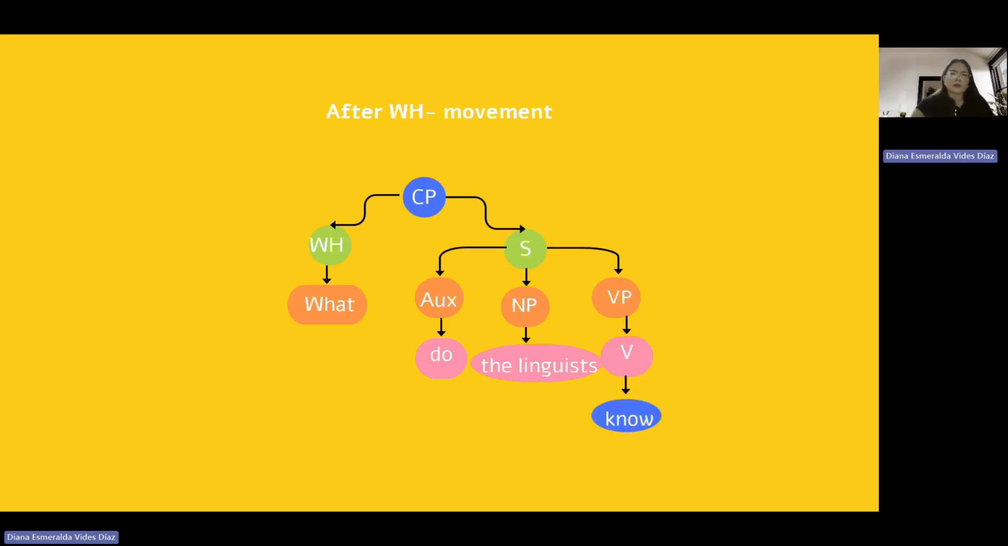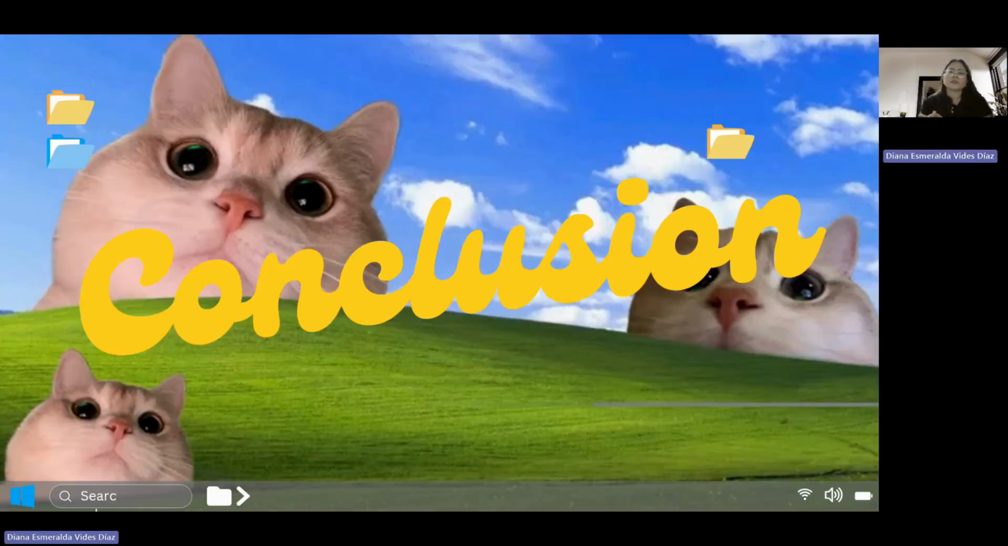But here, after the WH movement, we have a complement phrase that starts with "what." And then we have the sentence that has an auxiliary "do," and then the linguist "know." The interrogative word moves from its original position to the beginning of the sentence, and this transformation is called the WH movement. In conclusion, syntax and grammar play an essential role in communication and advertising.